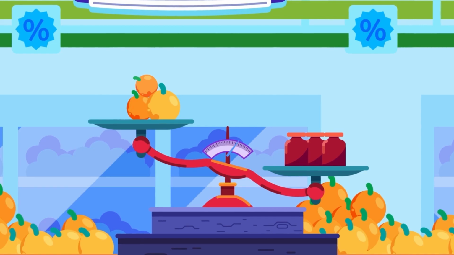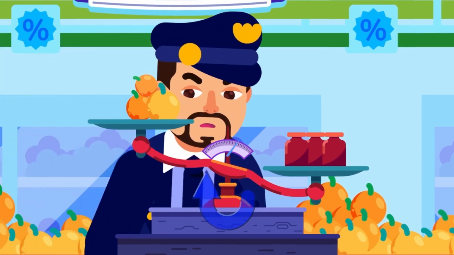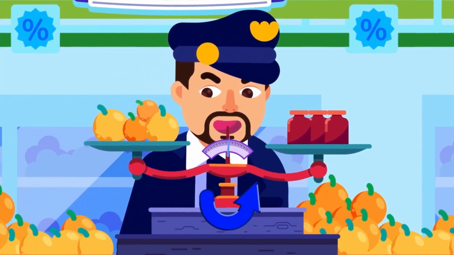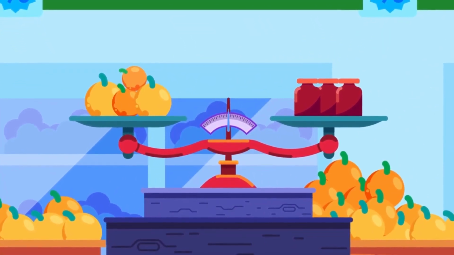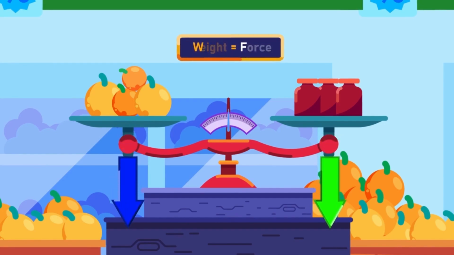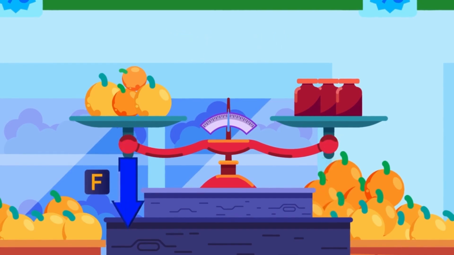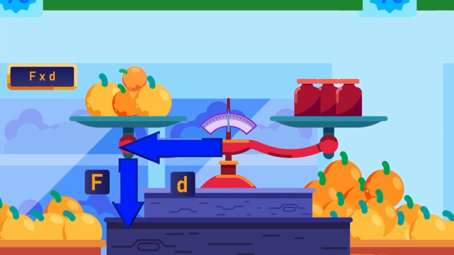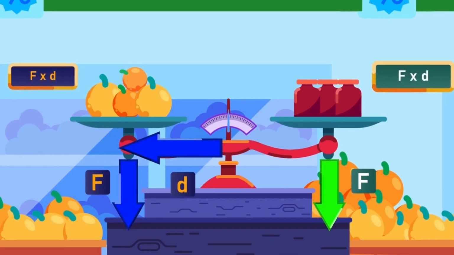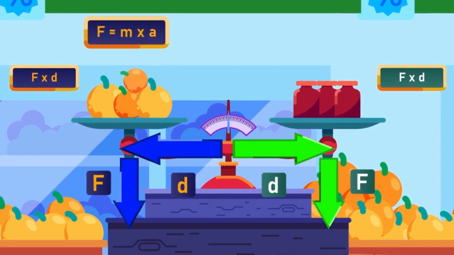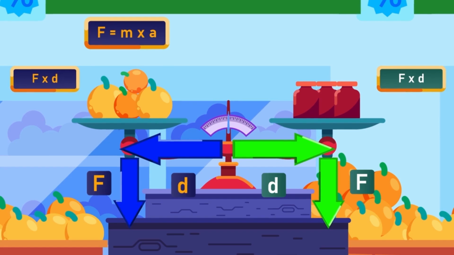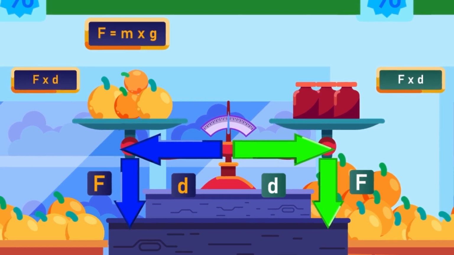Hence, from the principle of moments, the clockwise moment of the beam must be equal to the anti-clockwise moment. Using this, we can calculate the unknown mass of the oranges. Since weight is a force, by the principle of moments, the weight of the oranges times perpendicular distance from the pan of the oranges to pivot equals the weight of the calibration weights times perpendicular distance from the pan of calibration weights to pivot. In the original equation, force equals mass times acceleration, but weight may be defined as the force of gravity on the object.